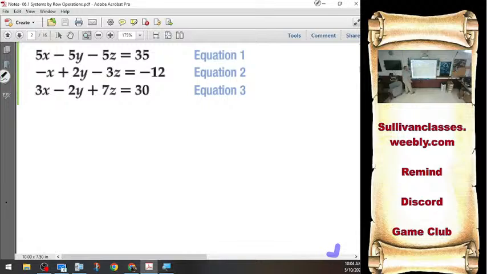So, step one, I'm going to rewrite this because I don't like having that equation 1, 2, 3 off to the side.